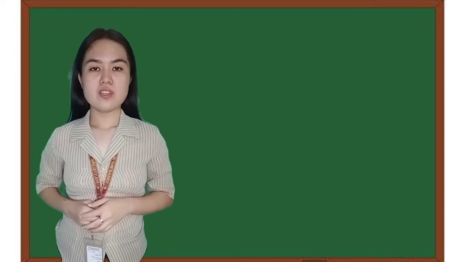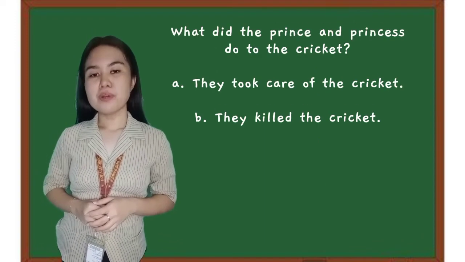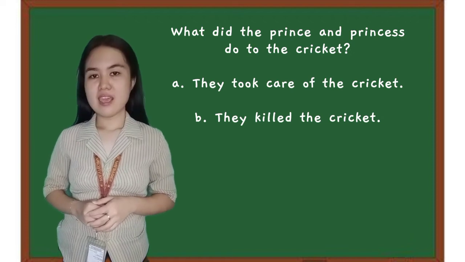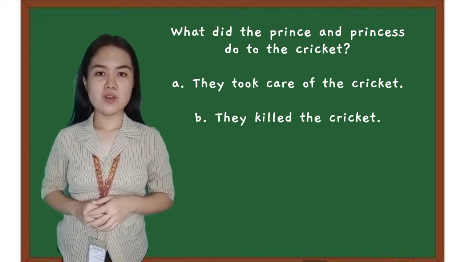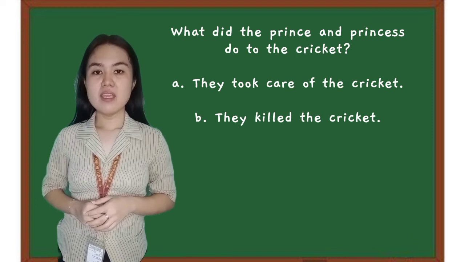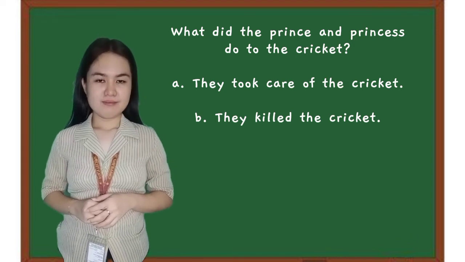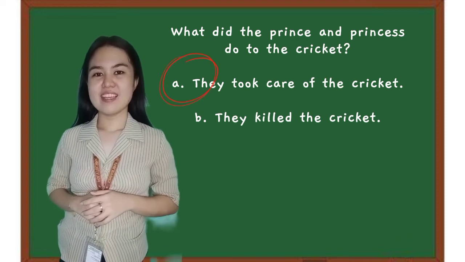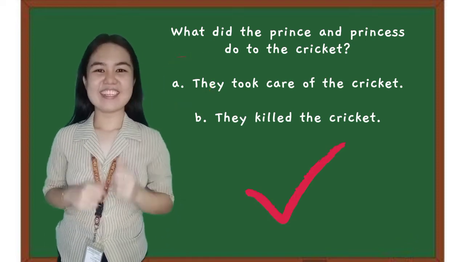The third question is, what did the prince and princess do to the cricket? A. They took care of the cricket, or B. They killed the cricket. If your answer is letter A, then you are correct.